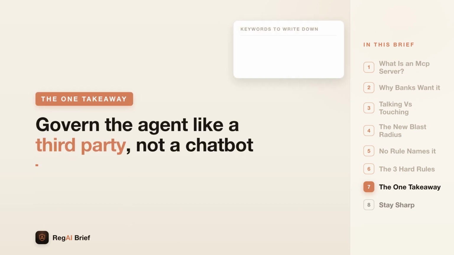Here is the whole thing in one line. MCP did not change what AI knows, it changed what AI can do. The moment a model can act on your systems, it stops being a clever assistant and becomes a third party operating inside your bank, and you govern it exactly like one. Give it the least access that works, write down everything it does, and keep a human on the controls that matter. Do that, and Agentic AI is an opportunity. Skip it, and you have handed a fast, tireless, over-trusting new hire the keys to the core systems.